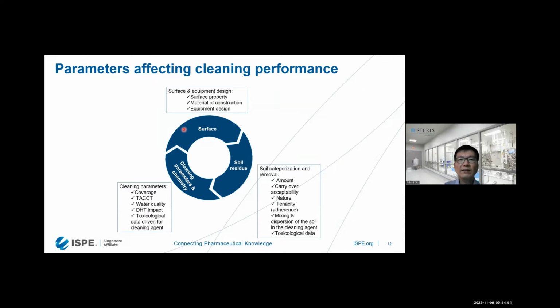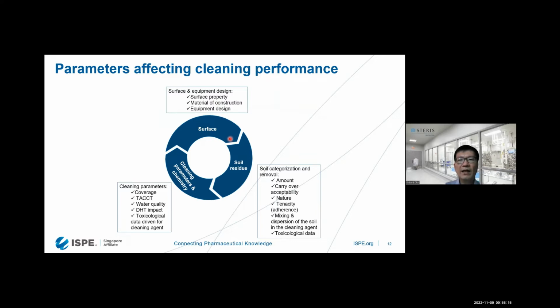The surface must also be smooth. Of course, a smooth surface will facilitate the removal of the product residue from the surface. If the surface is corroded, for example, if rouging or corrosion occurs, that will impact the cleanability of the surface.